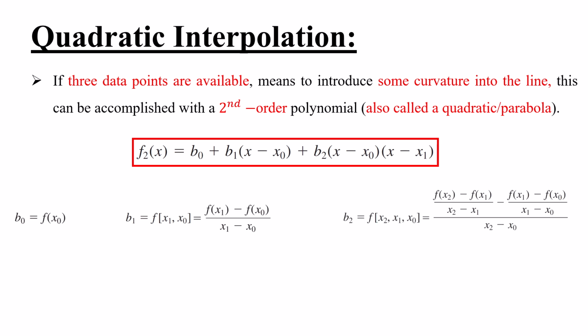b2 now includes 3 points, from x0 to x2. So what we do here is take the difference between x2 and x1, and then subtract the difference between x1 and x0, and divide by x2 minus x0, because we have points starting from x0 to x2. So this is the basic idea behind it. Because we have x2 and x0, this is in the division. This is the main idea.